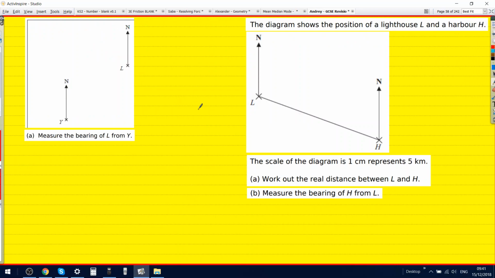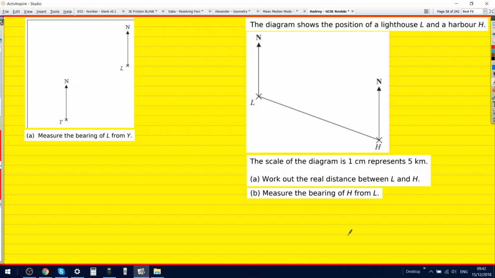So here we can't. I could actually. But anyway, how would we do the one on the right, part B? Measure the bearing of H from L. If I worked out how many centimeters there are, I just times it by 5. Yeah, and part B. That's the bearing of H from L.